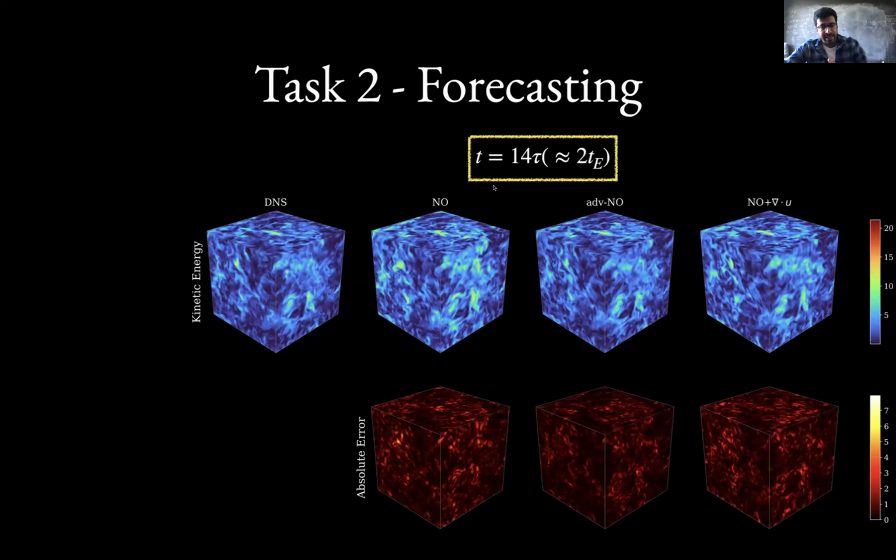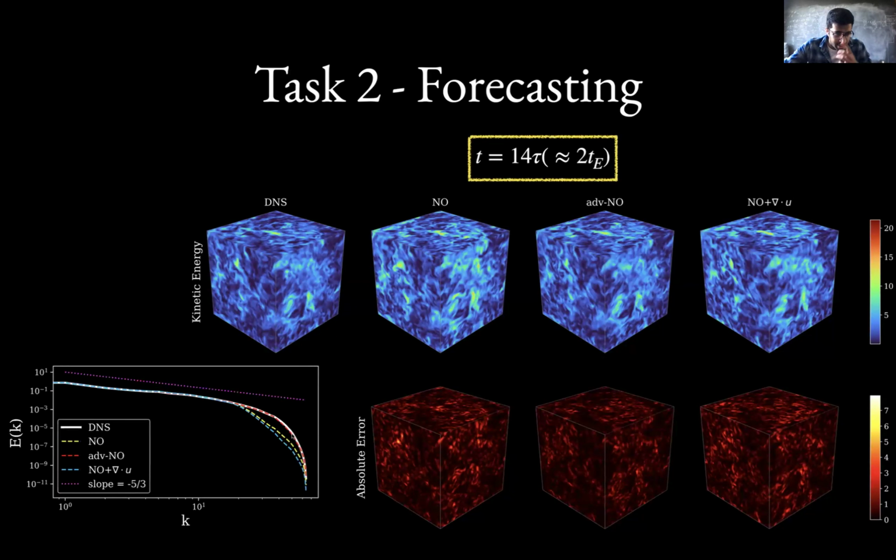If you look at a state 14 time steps ahead, which corresponds to about 2 eddy turnover time scales, this is what you see: the kinetic energy of the direct numerical simulation, neural operator, adversarial NO, and NO plus divergence of U. You see a better phase alignment between the DNS and the adversarial NO compared to NO or NO plus divergence of U. Their absolute errors are also plotted here. If you check the energy spectrum on the left, you'll see again the adversarial NO has an almost perfectly aligned energy spectrum with the DNS. The dotted magenta line corresponds to the minus 5/3 scaling, which is common in turbulent flows.